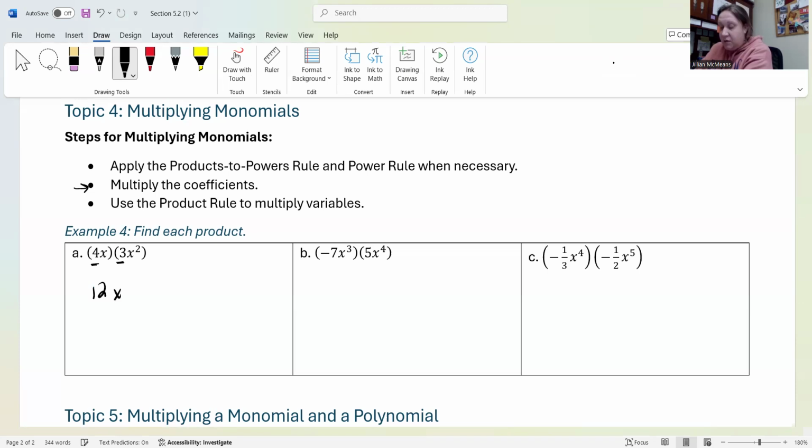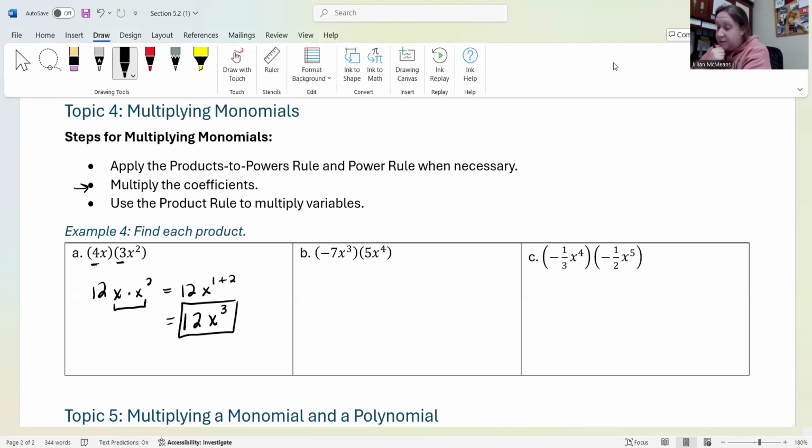And now I have 12 times x squared. Well, here I'm multiplying two expressions that have the same base. That tells me to apply the product rule. So I'm going to keep my 12. I'm also going to keep my base of x, and then I'm going to add my exponents. So x times x squared just becomes x to the 1 plus 2, or x to the third power. So my coefficient was 12, and my variable term became x to the third. So multiplying monomials is really not that difficult. You just have to know those rules for exponents first.